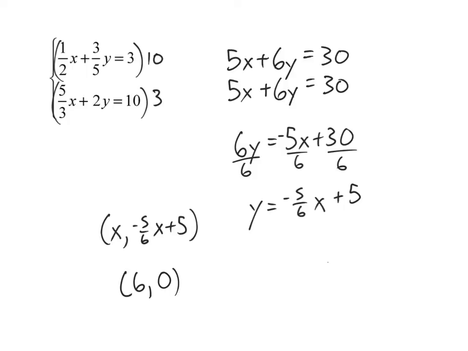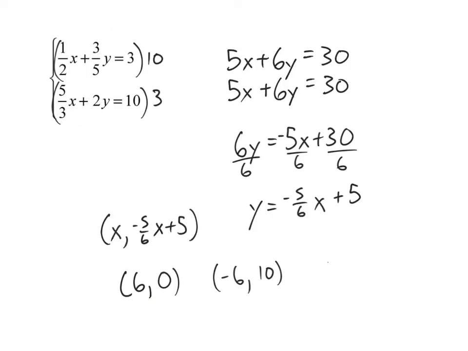Now I can pick a negative 6, and if I put that in there, you end up getting negative 6 multiplied by negative 5 and then divided by 6, which will give me positive 5 plus 5, that'll be 10. This is another solution that will work in this system. This will also work in the system.